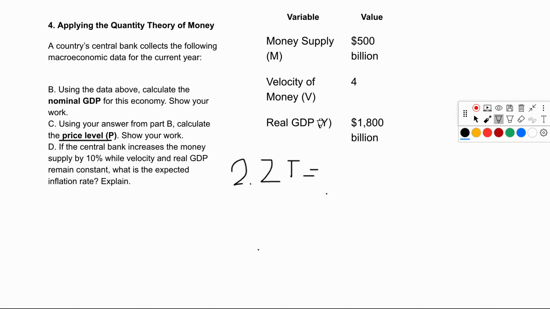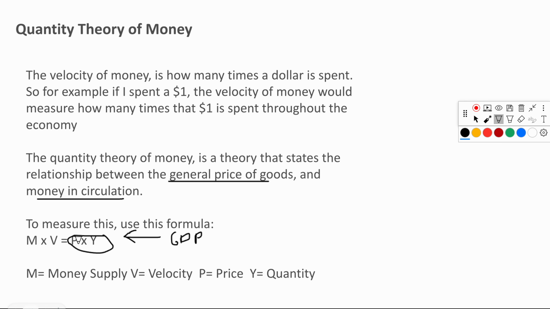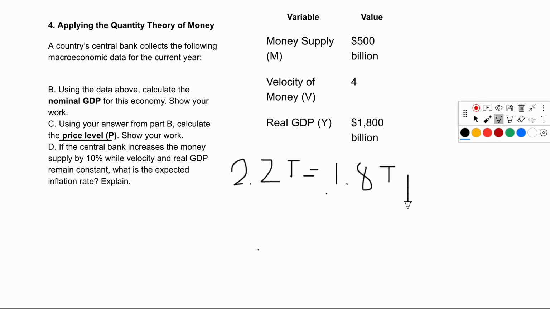Then real GDP is 1.8 trillion. Then we have to calculate the inflation rate, or price, because price is technically inflation. So what would the new inflation rate be? Well, 2.2 divided by 1.8. We get an inflation rate of 22%, pretty high. The actual number I got is 1.22, but remember inflation is basically percents, so 22%, really high.